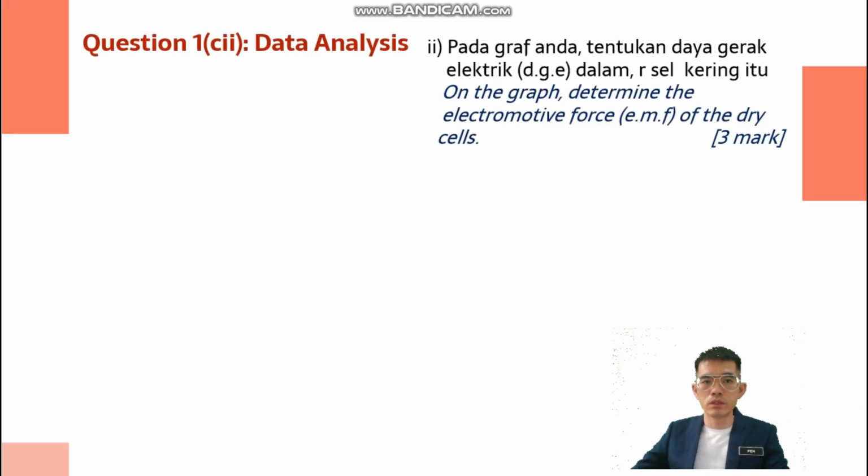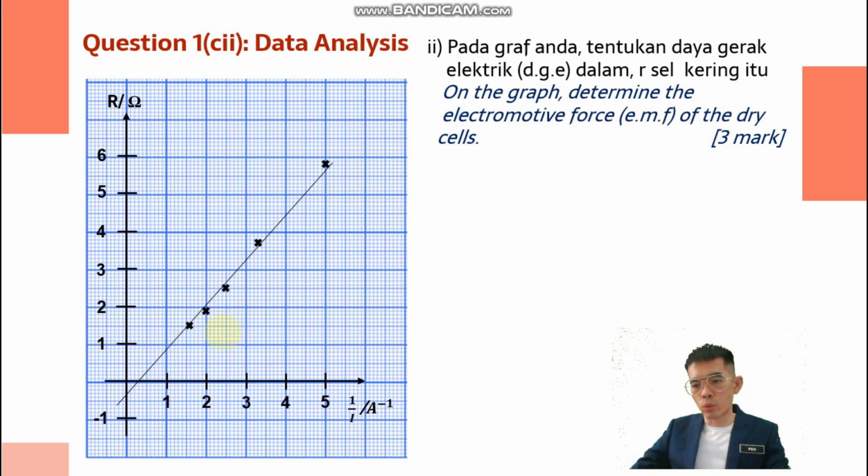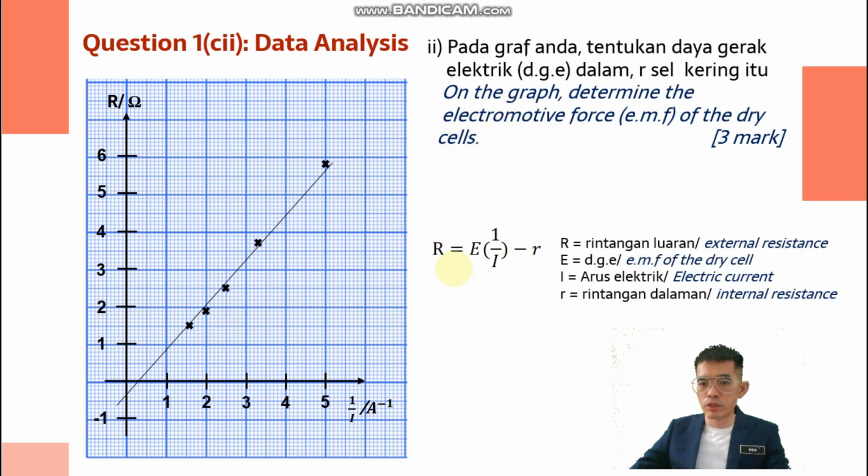So 1C2, this is also one of the data analysis questions. Let's read the question together first. On the graph, determine the electromotive force, E.M.F., of the dry cell. The graph will be here also. So where can we get our E.M.F.? Again, we're using the same formula. Just now I already mentioned what the symbols represent.